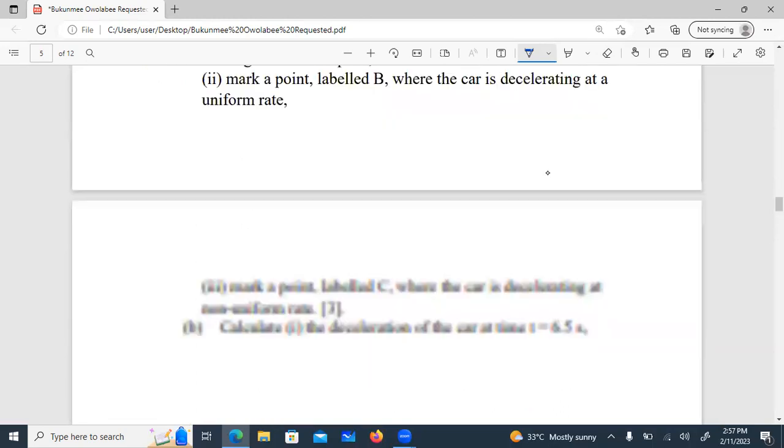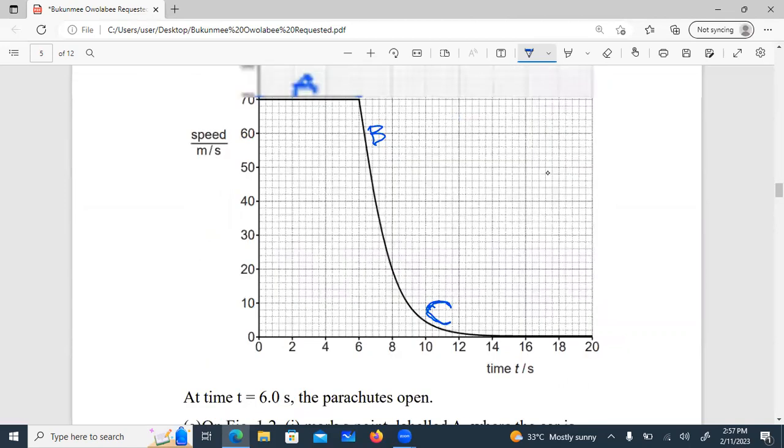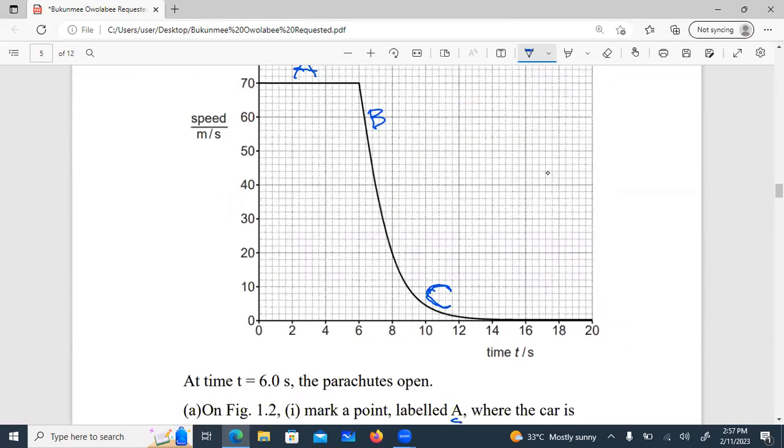That's it. What else? Calculate the deceleration of the car at time t equals 6.5 seconds. Now you go back and check. At 6.5 seconds, what do you have? You know, this is 6 seconds, this is 7 seconds. So it's very likely 6.5 seconds is around here.